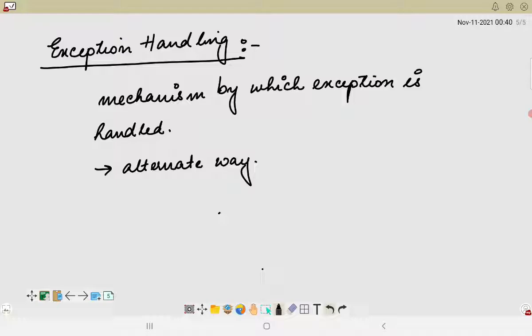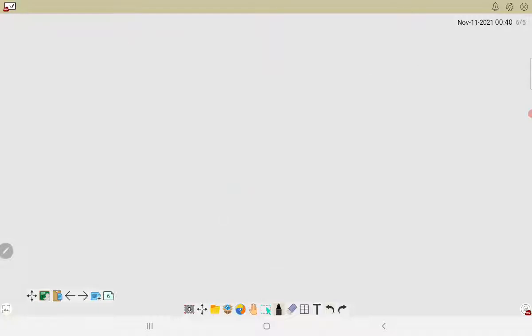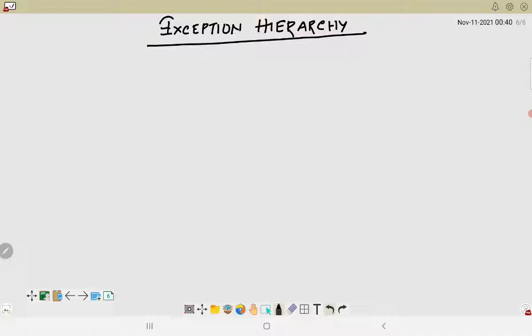But before we actually go into exception handling, we have to know about the exception hierarchy. Talking about the exception hierarchy, I'll write it down here. This hierarchy is extremely important because we have to understand from where, or what are the classes that the exceptions inherit.